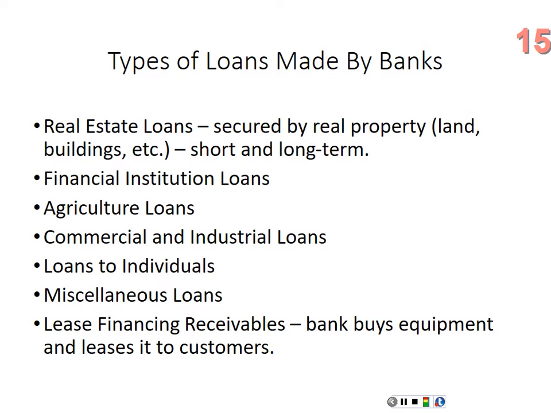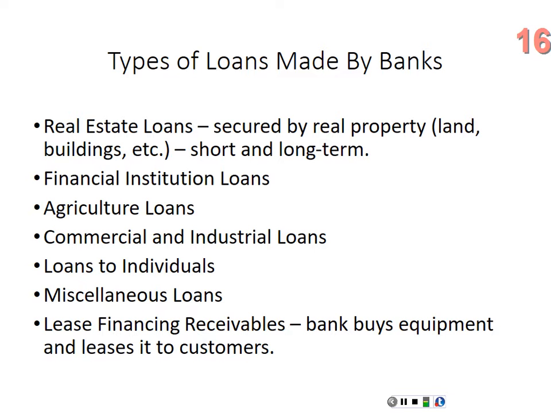All right, now, this is basically talking about all different types of loans. So, types of loans made by a bank. Okay, we've talked about real estate loans already. This is back in chapter 9 in your book and the chapter 7 handout. We said these are secured by real property, so they're secured by some kind of land. Whether it's a home loan or for a piece of property, these can be short-term, they can be long-term.